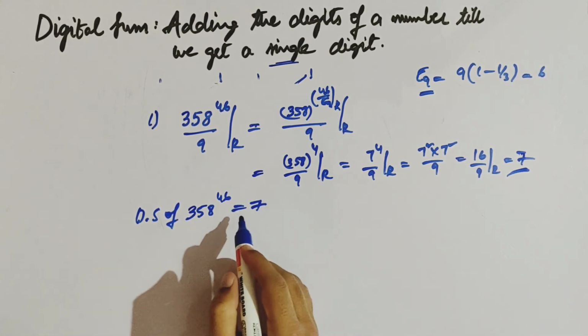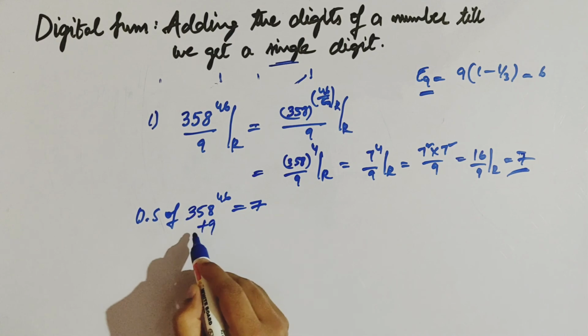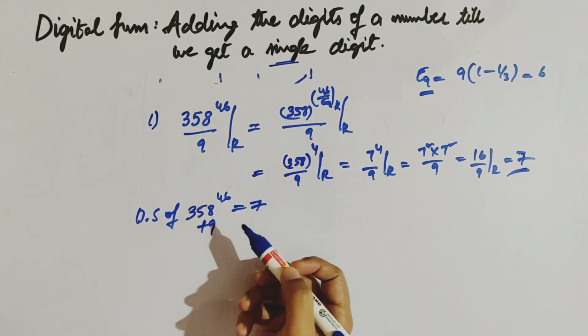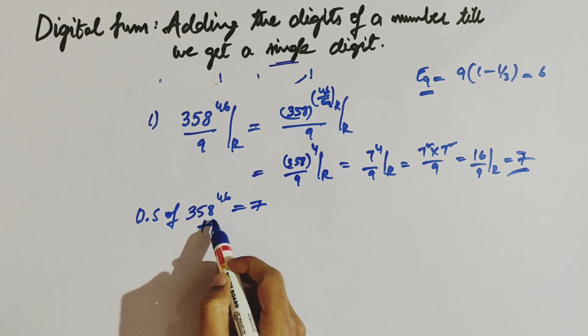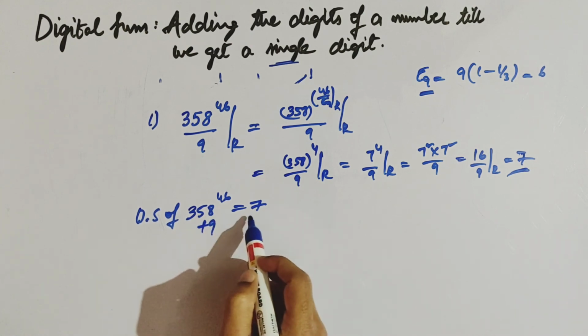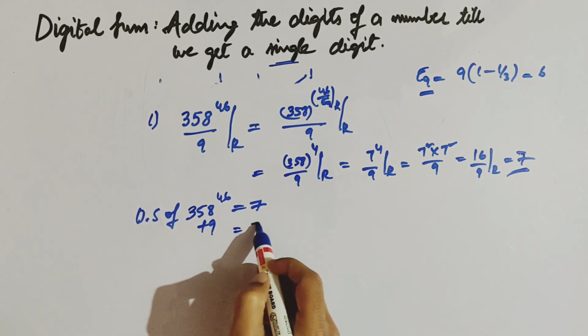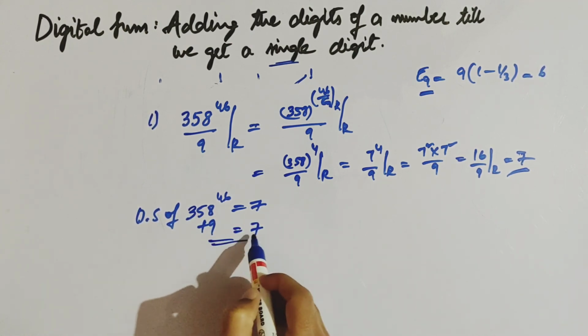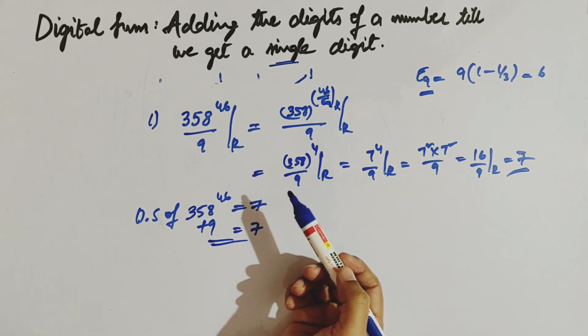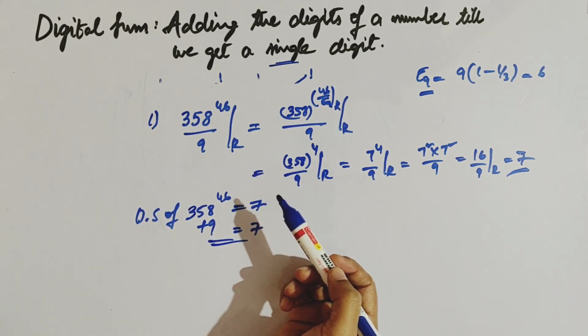Again, in an exam, if a question like this is asked and you add 9 to this number, obviously the digital sum of that number will also be 7, since I said numbers in AP with common difference 9 will have the same digital sum.